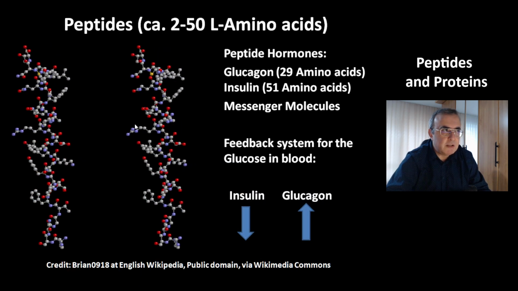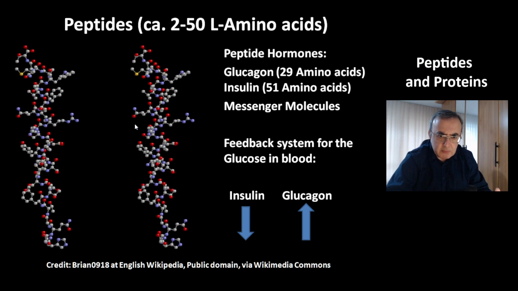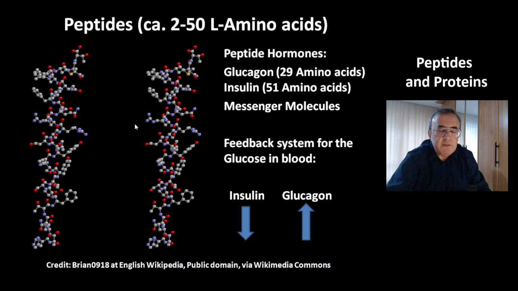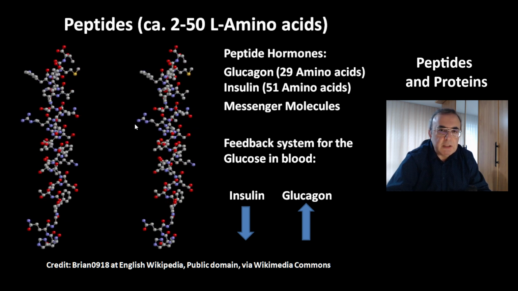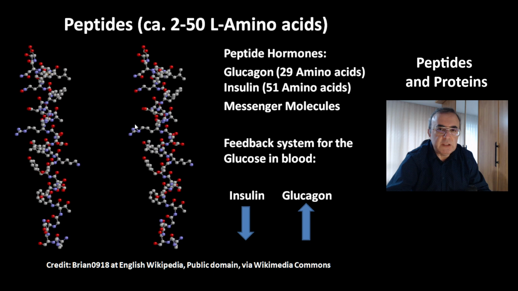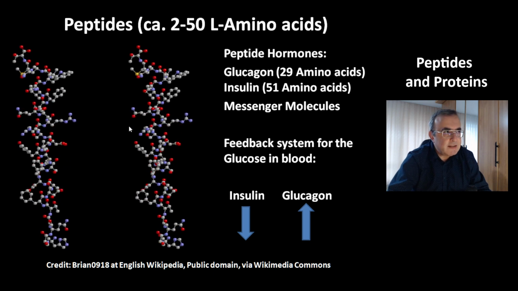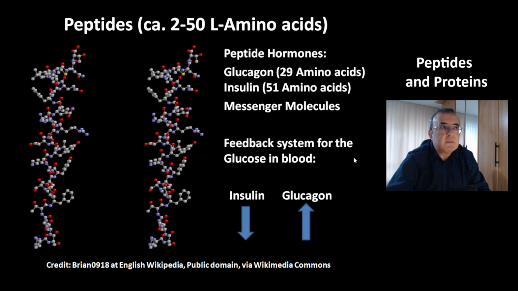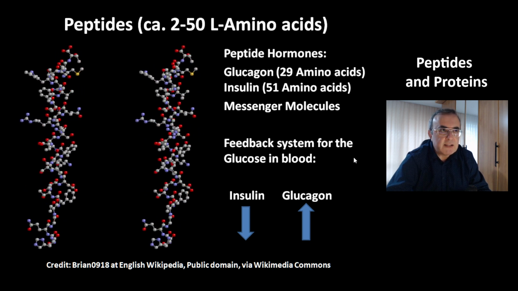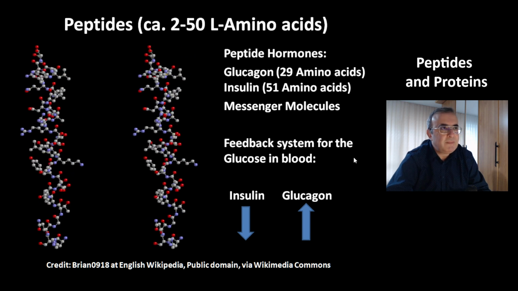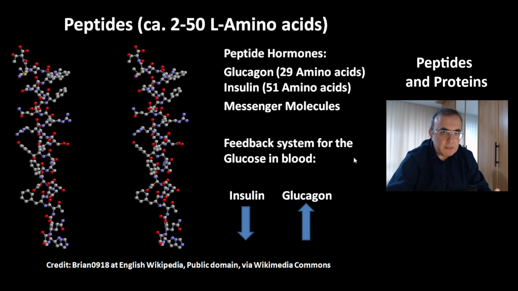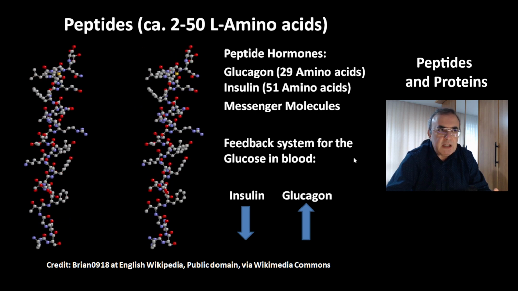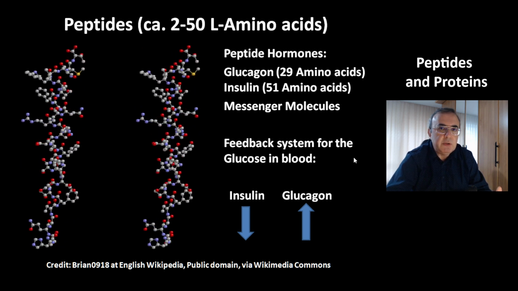This is an example for peptides. Peptides consist typically of 2 to about 50 amino acids. That's the difference between peptides and proteins. Proteins have over 50 amino acids. And this is a simplified ball and stick model of the peptide glucagon. It contains 29 amino acids, and it's a hormone. Hormones are messenger molecules, and glucagon makes a pair with insulin, which has 51 amino acids.